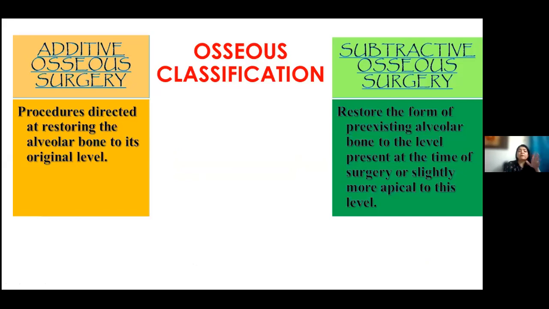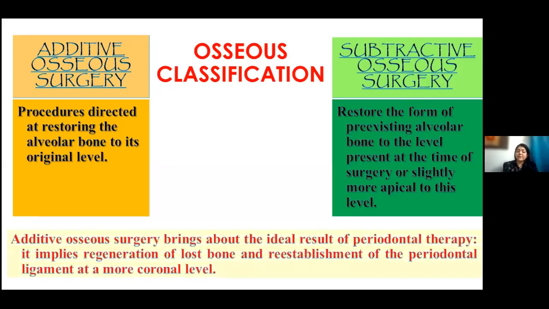Then there are two types of osseous surgeries, additive or subtractive. Okay, additive, as the name suggests, what are we doing? We are trying to add bone, right? Subtractive means we are removing or reshaping the pre-existing bone also to a level where it can be maintained, depending upon the indication, contraindication. Okay, so ideally we should always go for additive surgery, which is also regenerative surgery, right?